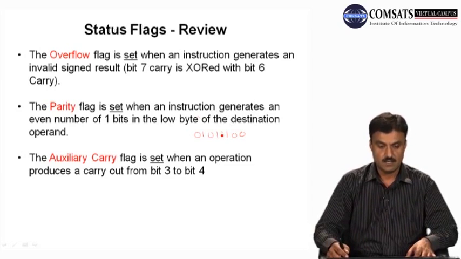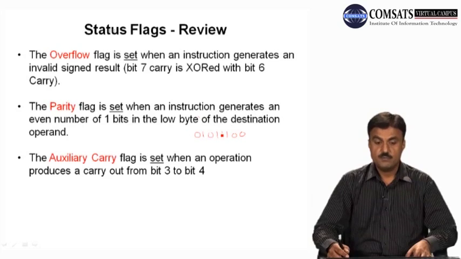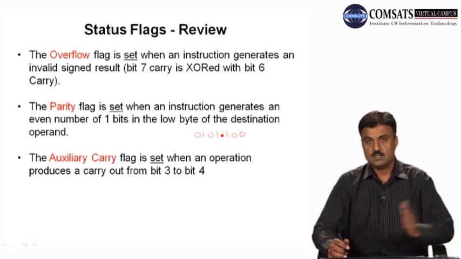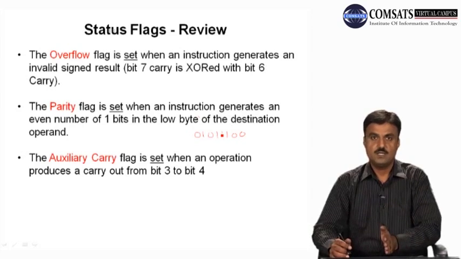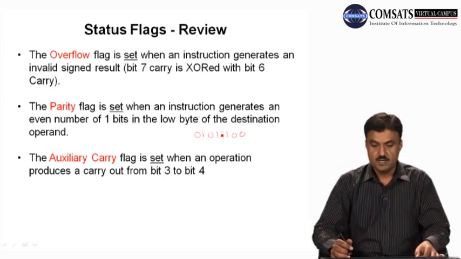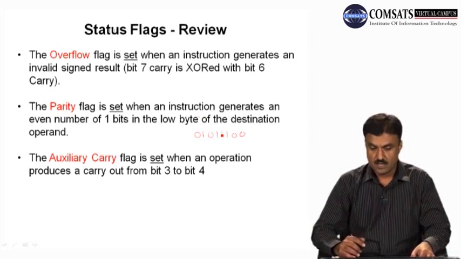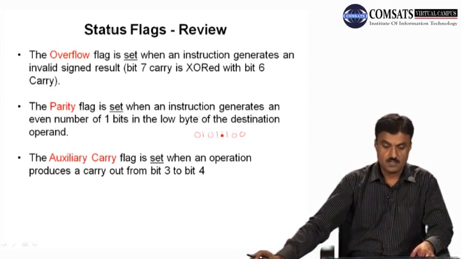Then we have the auxiliary carry. This auxiliary carry flag is set when an operation produces a carry out from bit 3 to bit 4. So it is a carry when we borrow, or when a carry happens from the third bit to the fourth bit. In this case, the auxiliary carry flag will be set.